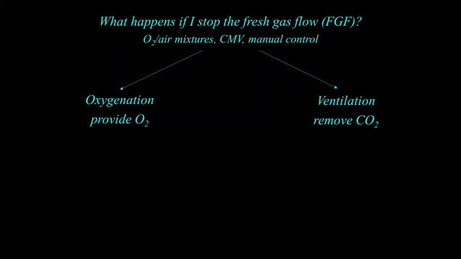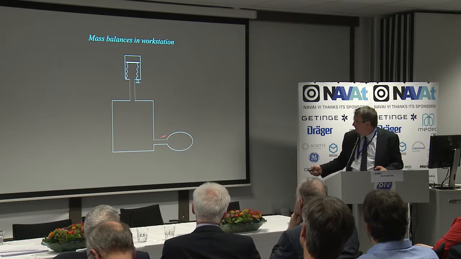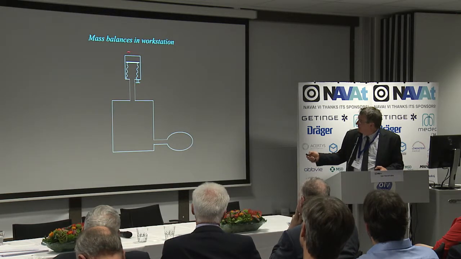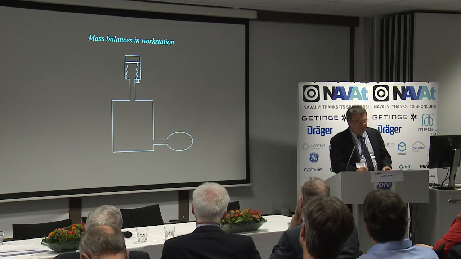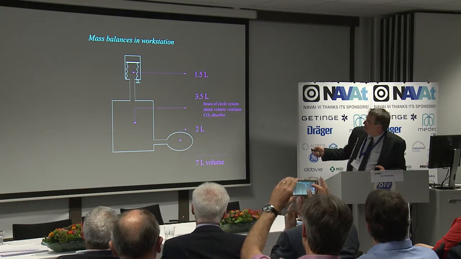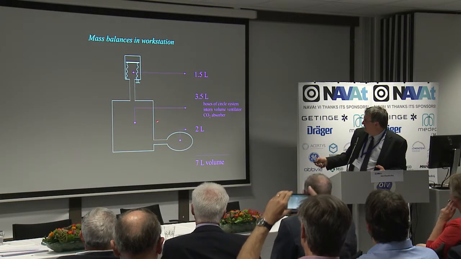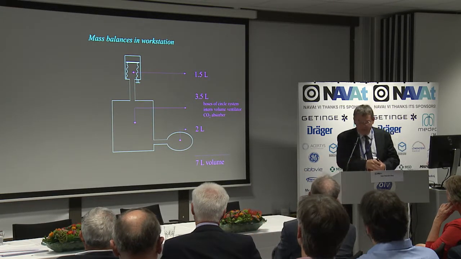There are two aspects to consider: oxygenation and ventilation. So it's important to consider the mass balances in your workstation. This is obviously the ventilator. This is the lung, the patient basically. These three compartments together basically reflect your anesthesia machine. It may vary a little, but let's say there's about 1.5 liters here, 3.5 liters here. The sum of the hoses of the circuit system, the internal volume of the ventilator, the CO2 absorber, and your breathing bag is about 7 liters.